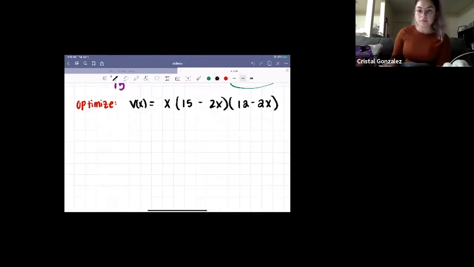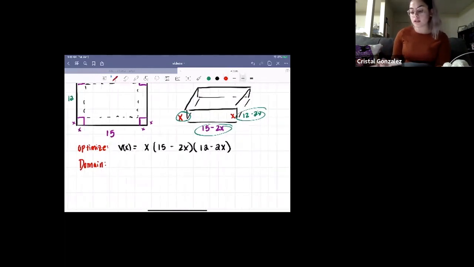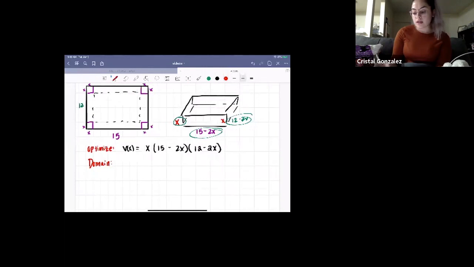Okay. But now you have to actually consider something. You have to consider something about the domain of your function. And you're like, it's a box. What do you mean? No, but we have to be realistic about what the size of x can be. Okay, now picture this. X cannot be 0, but it could come really close to 0.